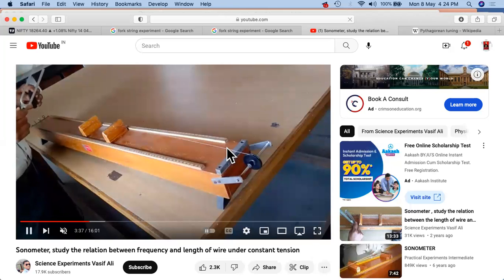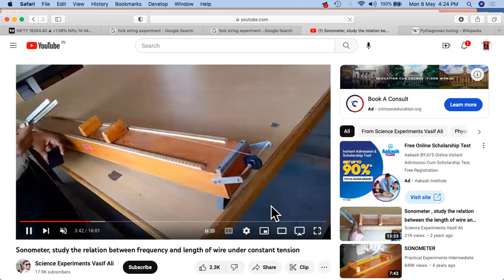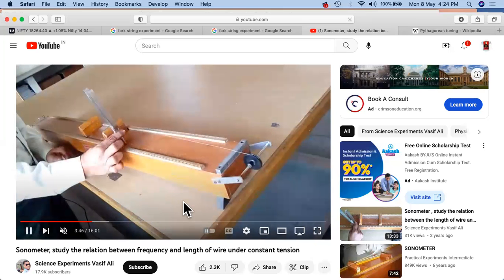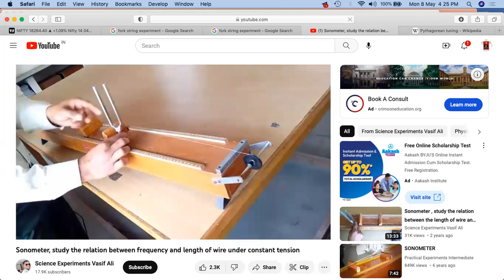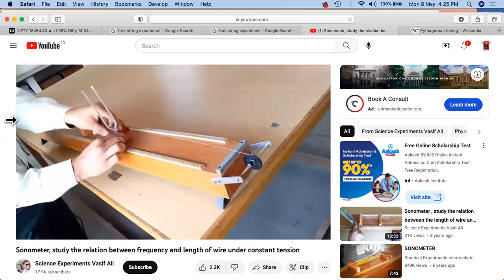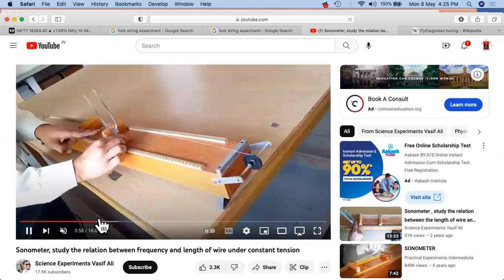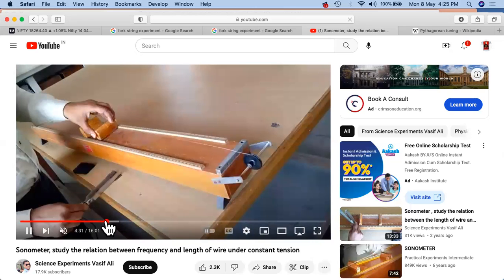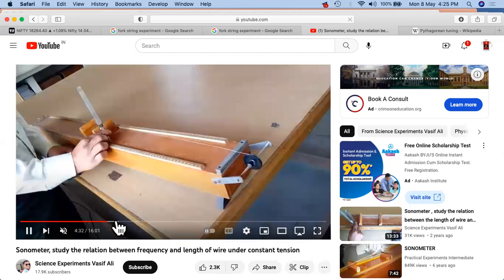So the string length can be changed accordingly, and we have a weight which is tied across the end of this pulley, right? So there is a mathematical formula with which we'll be able to derive the frequency, the nodes which would be coming on the string, as well as the length. See, these two blocks are there. We'll be able to change the length between these blocks.